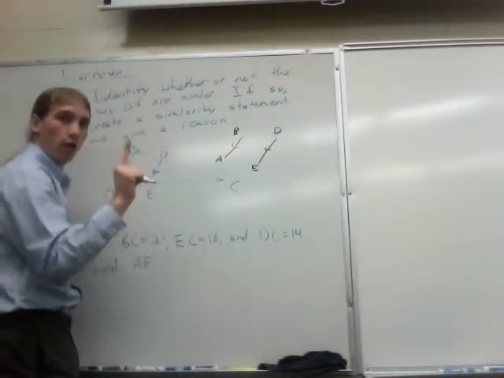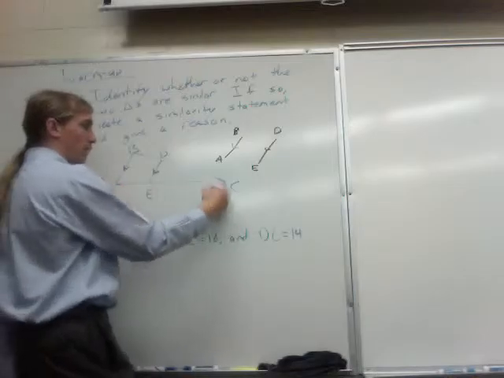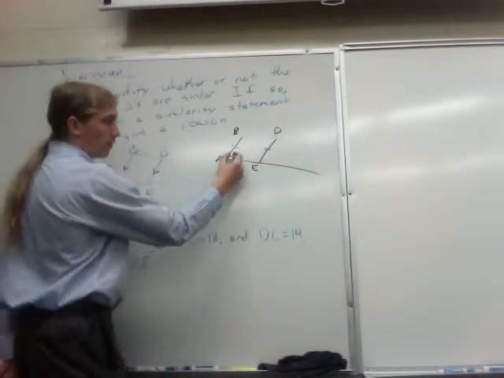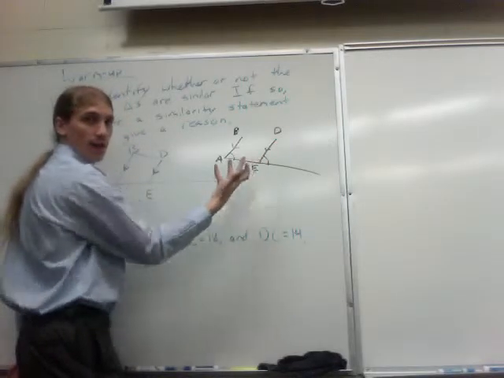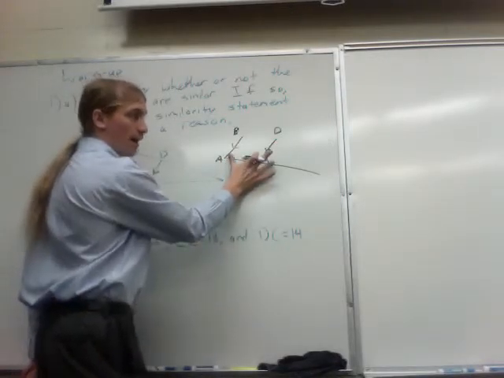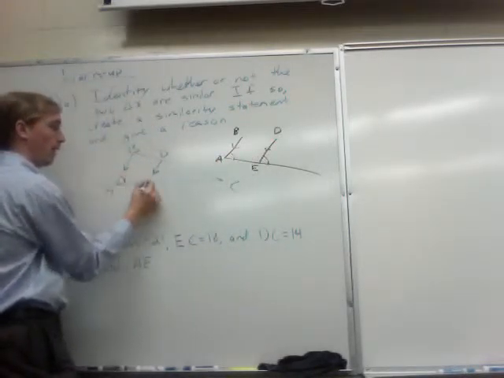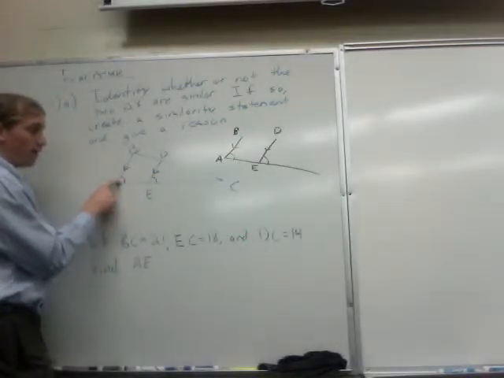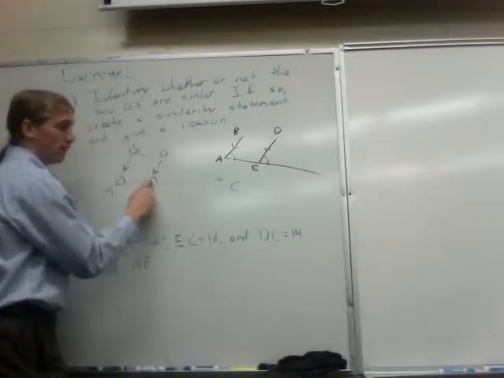Now I'm going to focus on one transversal at a time. For example, AC. Now, hopefully we can see these two angles kind of pop out as being congruent, and I go back to the original diagram and I mark them accordingly. All right, so I've got angle A is congruent to angle DEC over here.